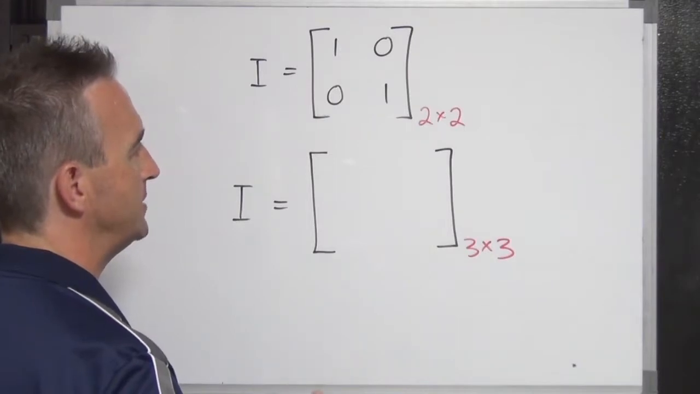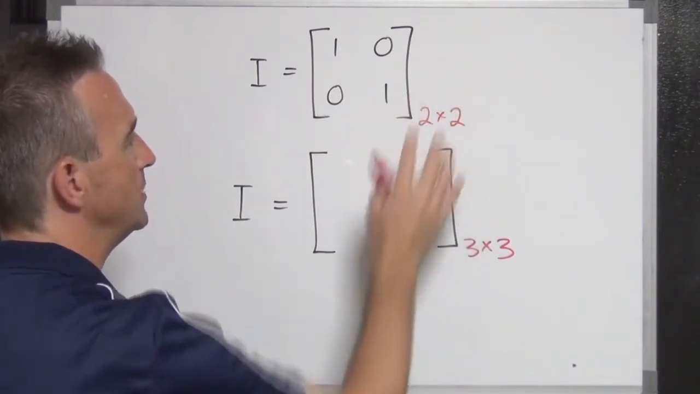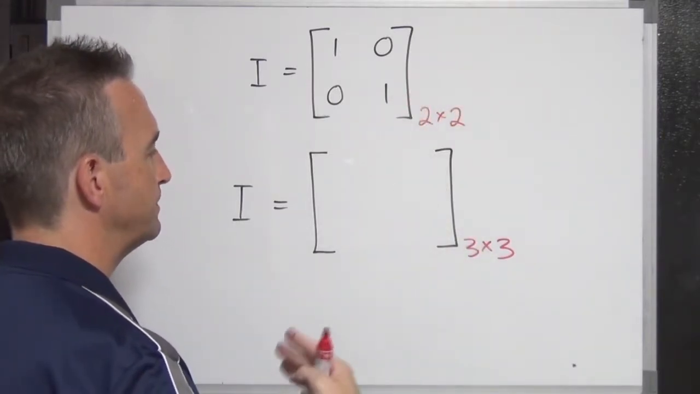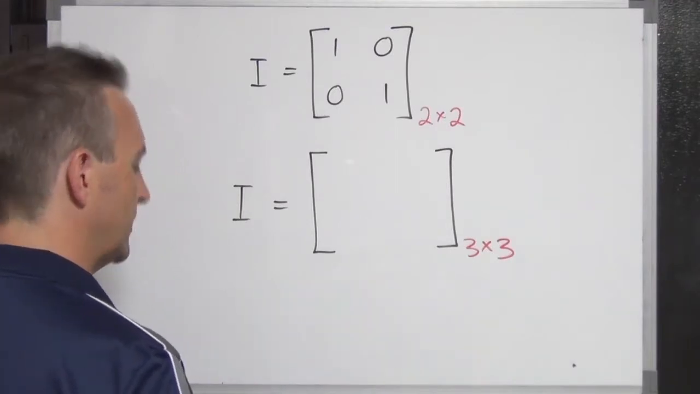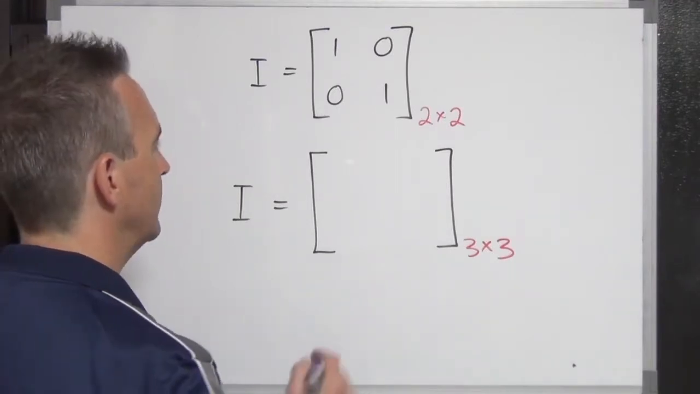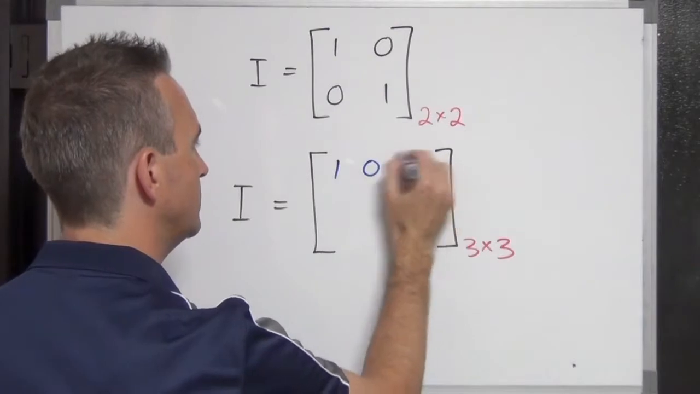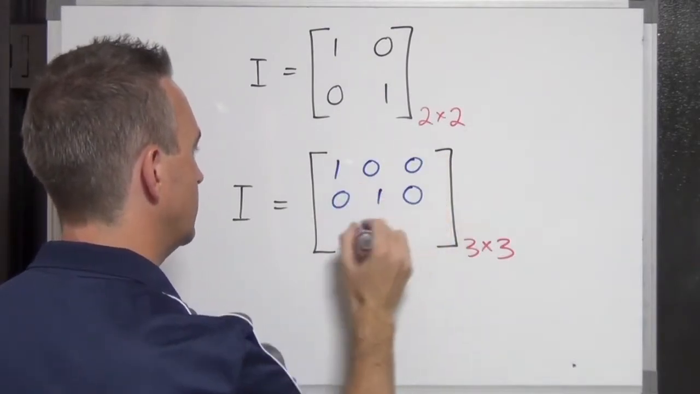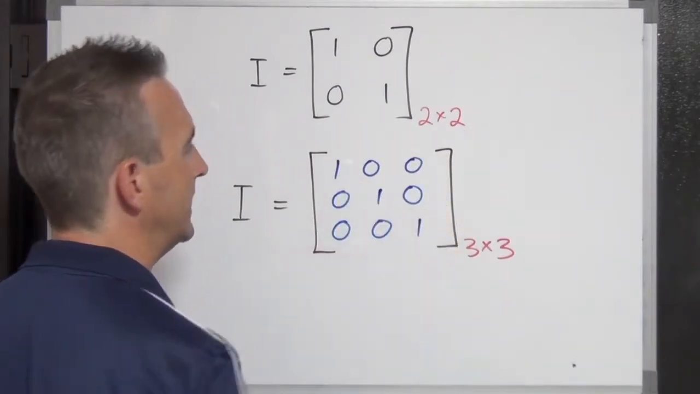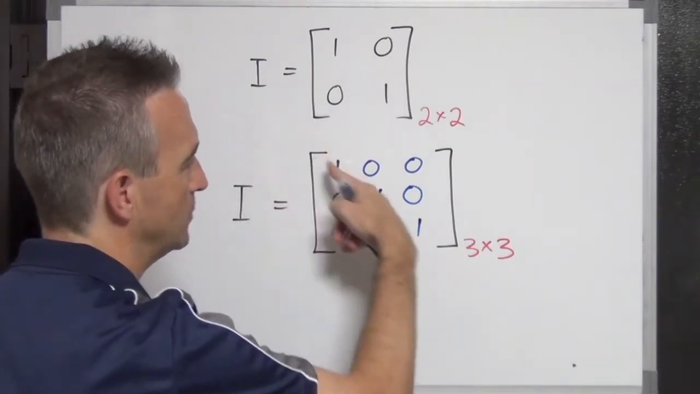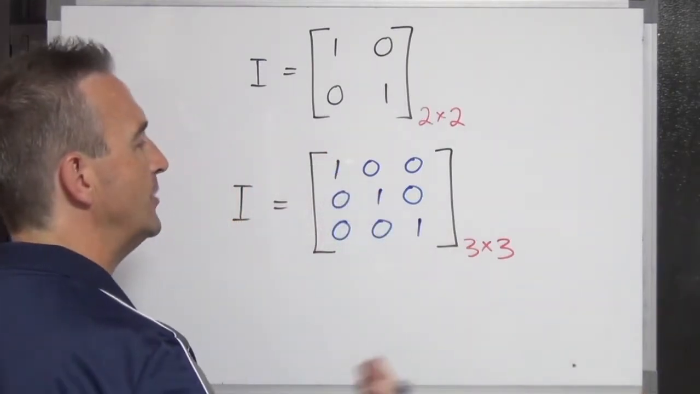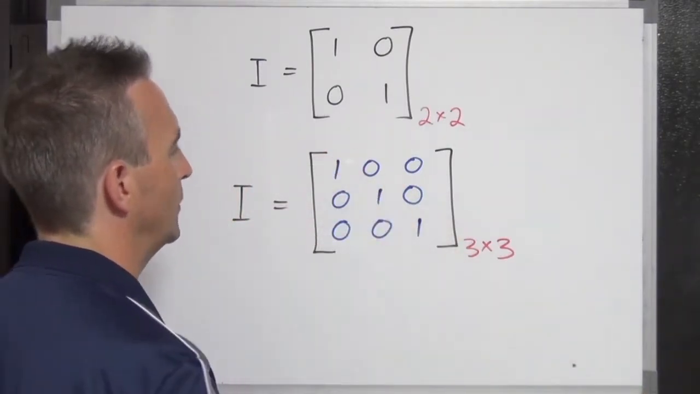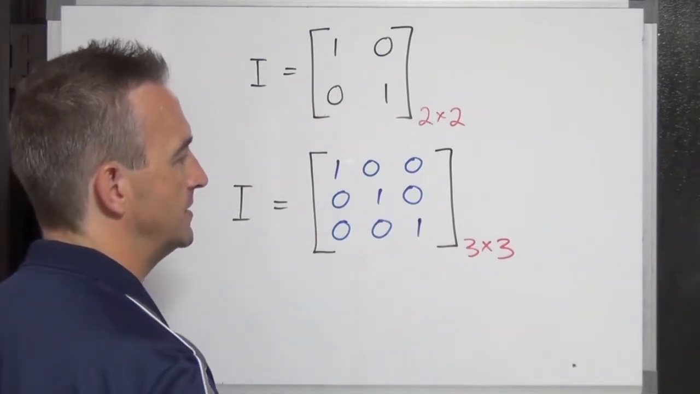Another thing, identity matrices don't have to be 2 by 2. They need to be square, and they can get as big as you like, okay? The 3 by 3 identity matrix looks like this. 1, 0, 0, 0, 1, 0, 0, 0, 1. As before, we have our main diagonal full of the 1s, and every other entry in the matrix is a 0. So here is the 3 by 3 identity matrix.